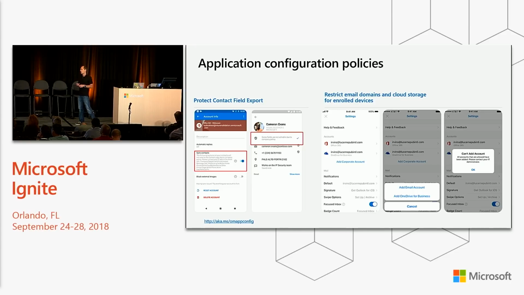The third area that we support is what I refer to as data protection scenarios. Data protection scenarios require Intune. So this is delivered through the Intune App Protection Policy framework within the Intune SDK, and these are targeted scenarios. Disabling wearables is an example that we have delivered through app configuration policies. What I've shown on the screen is protecting contact field export.